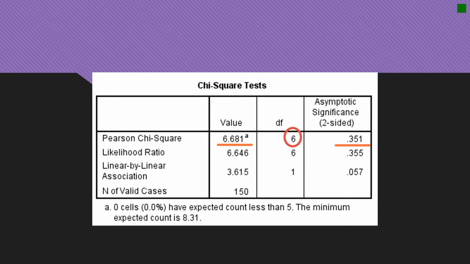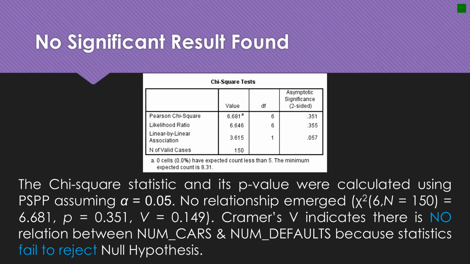So 0.351 is more than 0.05, which says that there is no relation between numcars and num defaults, and we fail to reject the null hypothesis. Again, we are seeing here that the degree of freedom is 6, and the valid cases are 150. We found that the p-value is 0.351, which is more than 0.05, the value of alpha. So we fail to reject the null hypothesis.